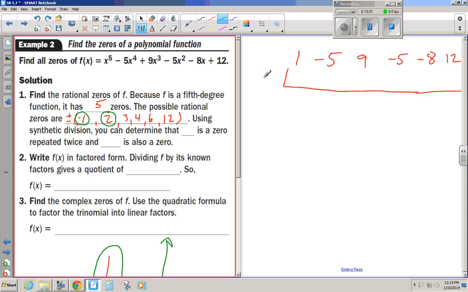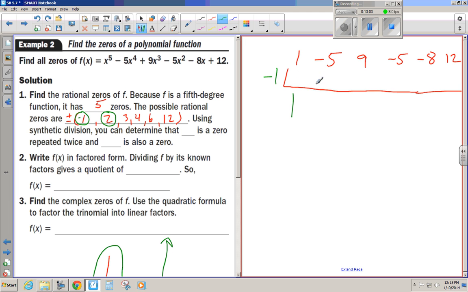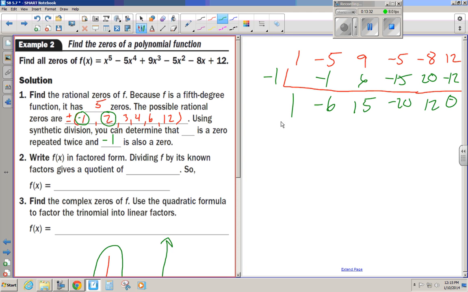So let's give it a try. Let's try -1 to begin with. So we drop it down. Remember, these are the coefficients. Drop it down, multiply, add, multiply, add, multiply, add, multiply, or I'm sorry, add, multiply, and we get 0. So -1 for sure. So we know -1 is a 0.